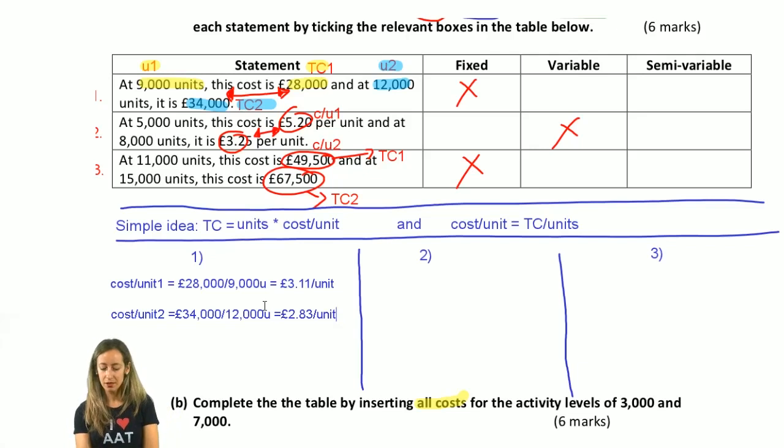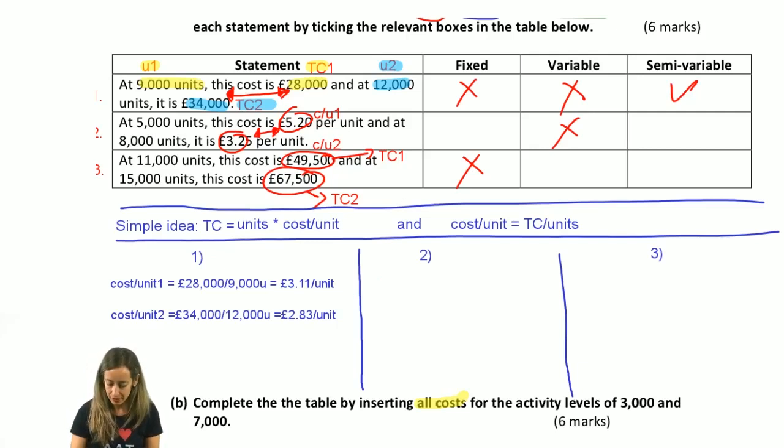As we have now seen, not only are the total costs in the first type different, so it's not fixed, but the cost per unit in the first type is also different, which means that the cost is also not variable, and that of course means it can only be semi-variable. So we've got one of the answers. Now we're going to do exactly the same for the second one.